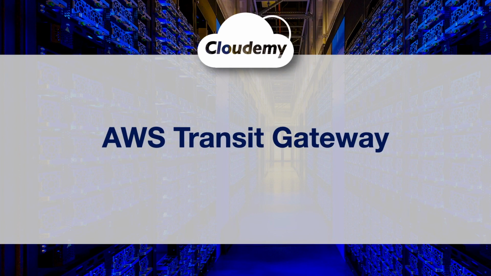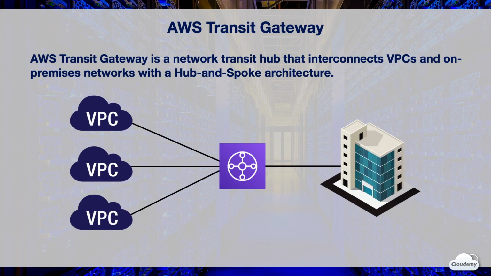In this episode, we're gonna look at AWS Transit Gateway. AWS Transit Gateway is a network transit hub that interconnects VPCs and on-premises networks. Transit Gateway simplifies your network by acting as a central hub, so that each new connection is only made once. Transit Gateway consolidates the routing configuration for each network with a hub and spoke architecture. Each spoke network only needs to connect to the Transit Gateway to gain access to other connected networks.